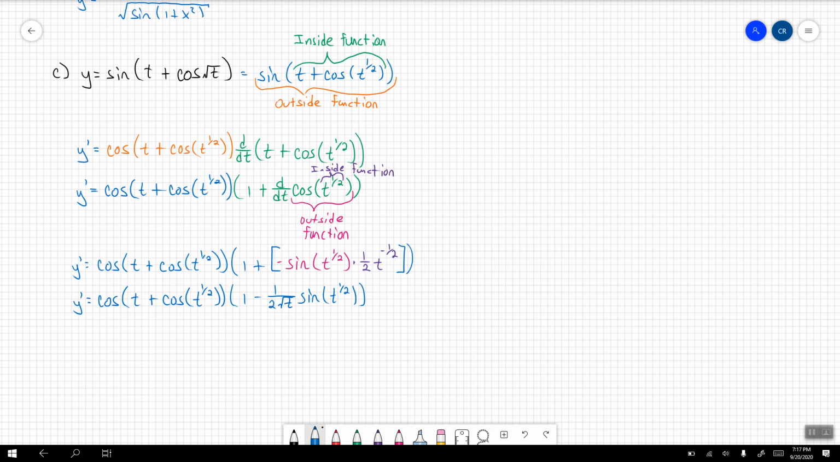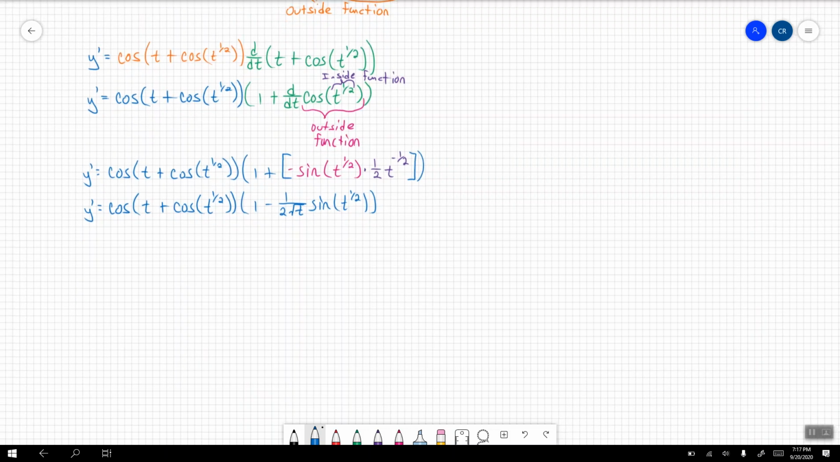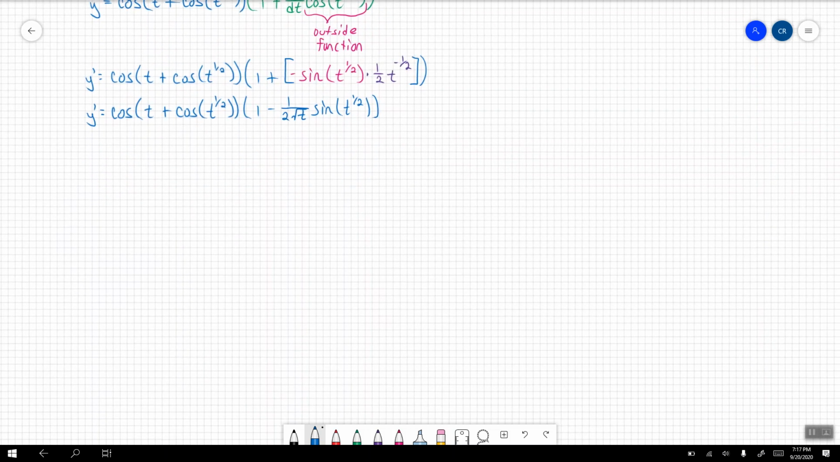So again, when we're looking at these derivatives, we always have to make sure to account for all of those different embedded functions. All right, let's now look at part D. Save the best for last.